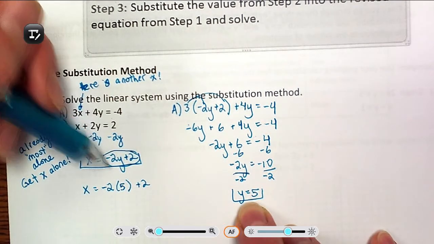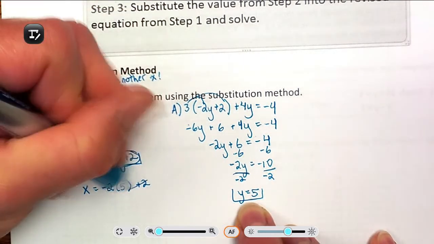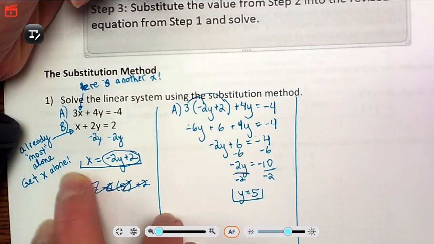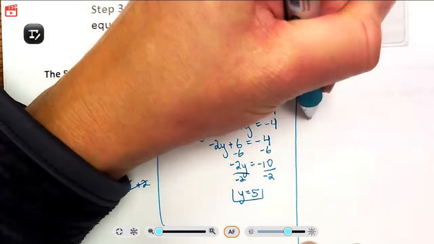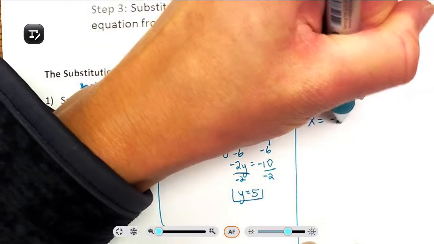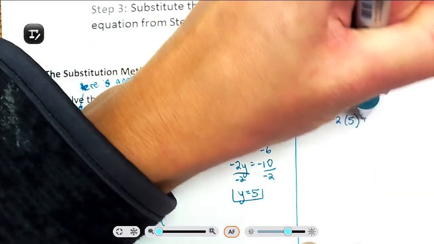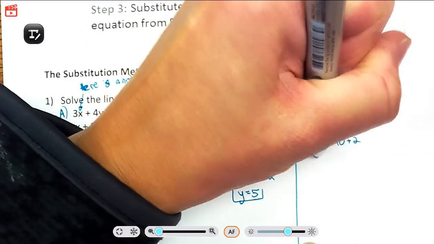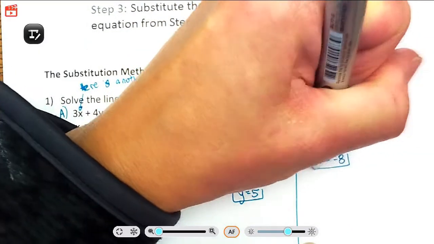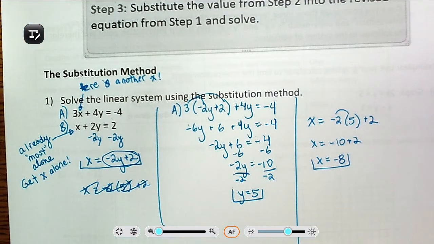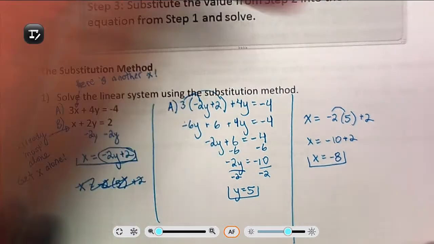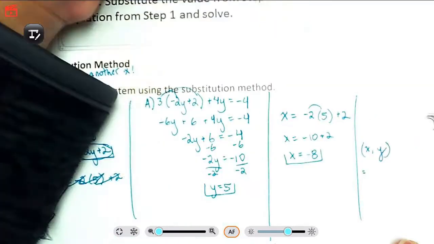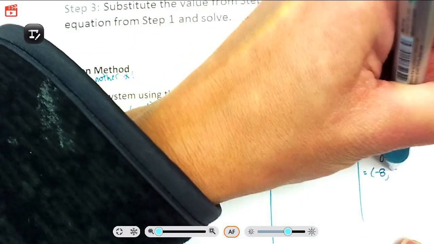Now what we're going to do is we're going to go back to that bracketed equation right there and solve for x. So x equals negative 2 times y plus 2. And that's x equals negative 10 plus 2, so x equals negative 8. And the last step is to write them as an ordered pair. So x comma y is equal to negative 8 comma 5.